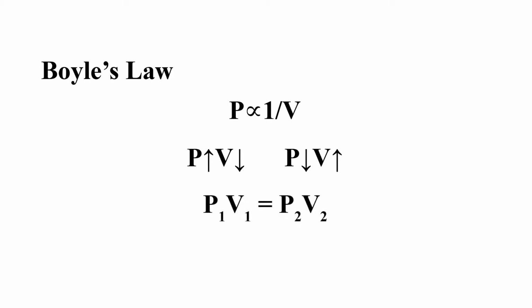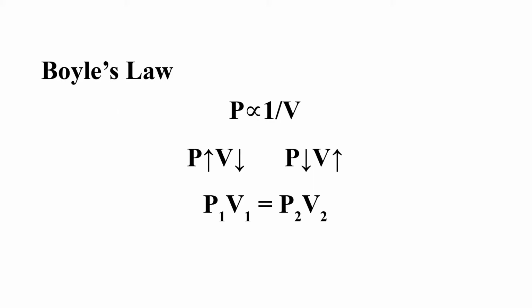Boyle's Law tells us that pressure and volume of gases are inversely related when temperature and number of moles remain constant. Since they are inversely related, as pressure is increased, the volume decreases, and the opposite is also true. As pressure decreases, volume increases. This is denoted by the equation P1 V1 equals P2 V2, which means it's equal to the product of the final pressure and volume of the same gas.